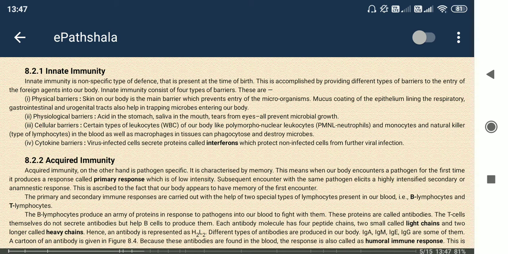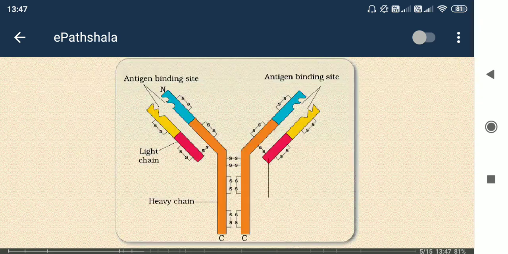There are two chains in the immunoglobulin structure, meaning the antibody structure: one is the light chain, one is the heavy chain. The light chain is very small in structure, a very limited part, and the heavy chain is longer in length. Here you can see the immunoglobulin structure. The light chains are on the left and right sides. There are two light chains and two heavy chains. The heavy chain is the longer structure, and it has two colors, orange and blue. The orange and blue connected part is the heavy chain.